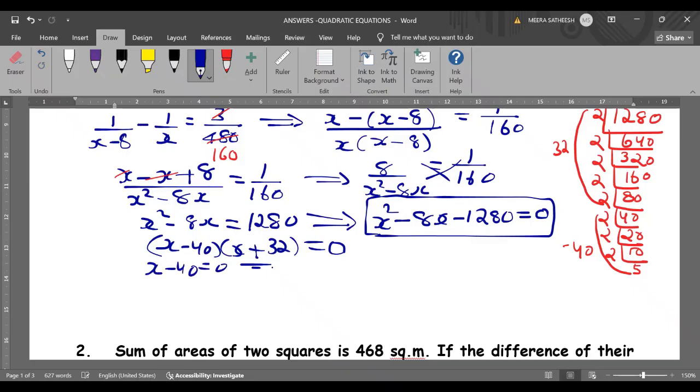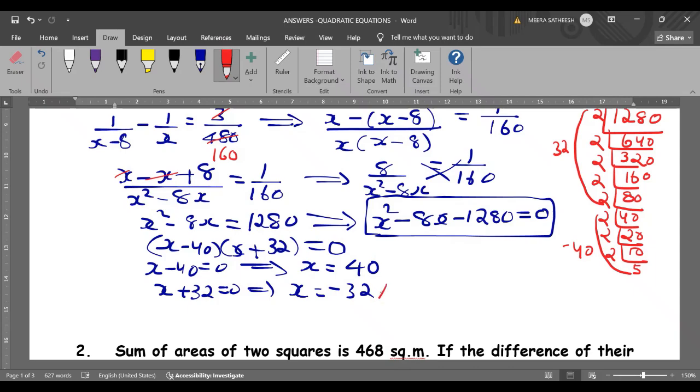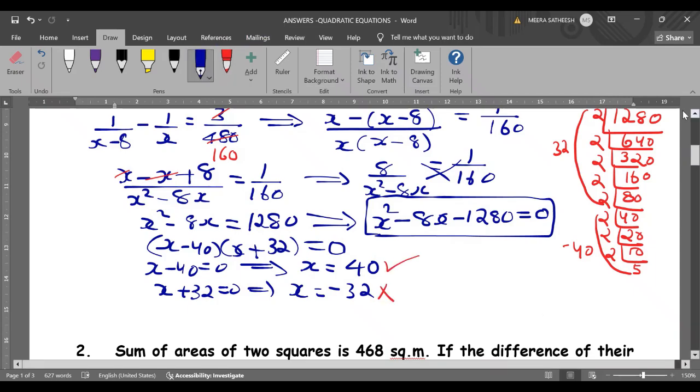From that what will you get? x equal to 40. If you take x plus 32 equal to 0, then x becomes minus 32. Speed cannot be negative, no? So we can't take this. This we will take. So what do we have to find here?